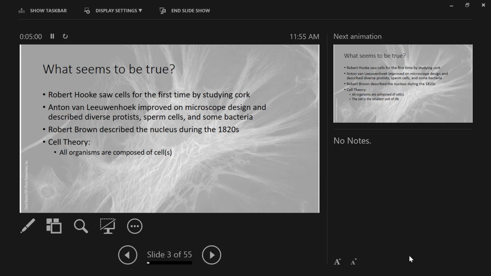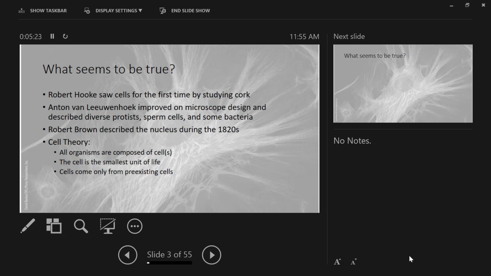The cell is the smallest unit of life. If you take anything from within that cell and remove it, it is not a living organism, because the cell is the smallest unit in which you have all of the characteristics of life. Anything within a cell is going to be missing some of the characteristics of life. And then finally, cells come only from pre-existing cells. All right, so these are the three components of the cell law.